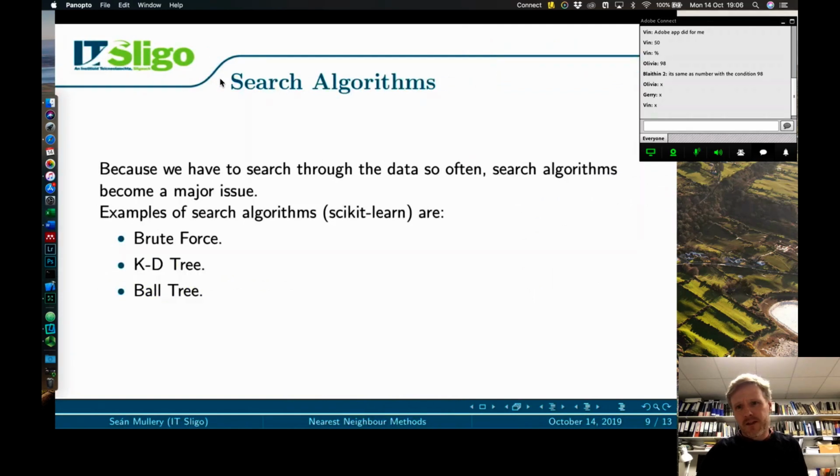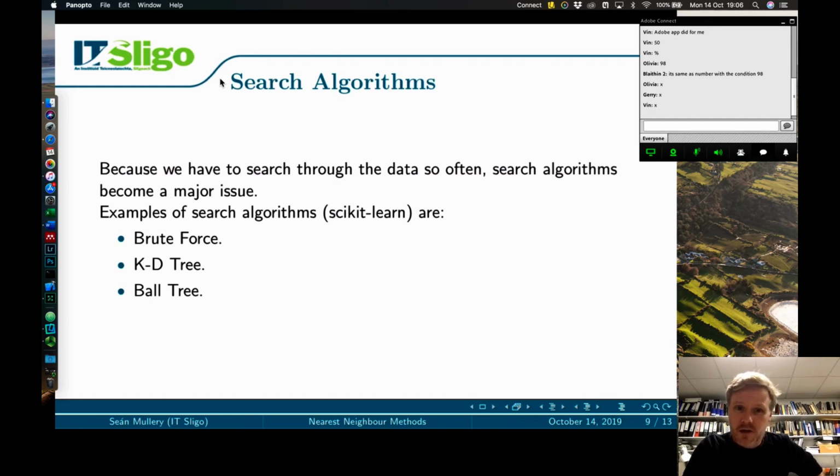One of the other problems with this is, how do we go and check all of the neighbours, where they fit in, and what the effect of them is? So there are different search algorithms for doing this, and some are more efficient than others. Because we have to search through the data so often, good search algorithms make a major contribution to this.